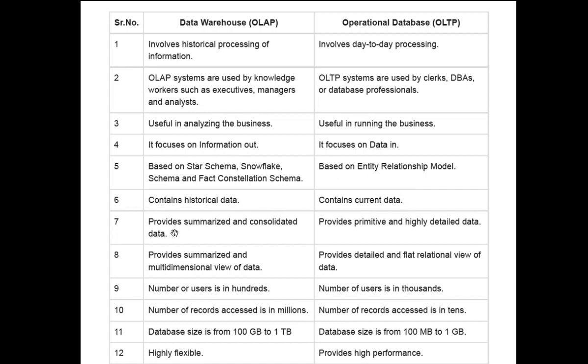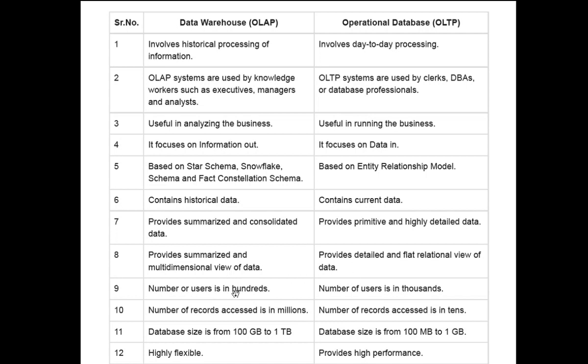OLAP contains historical data, whereas OLTP contains current data as it is used for day-to-day operation. In OLAP the data is summarized and consolidated, but in OLTP it provides highly detailed data and primitive data, or we can say a basic level of data. OLAP provides a summarized and multi-dimensional view of data, whereas OLTP provides detailed data in a flat relational view, or table form of data.